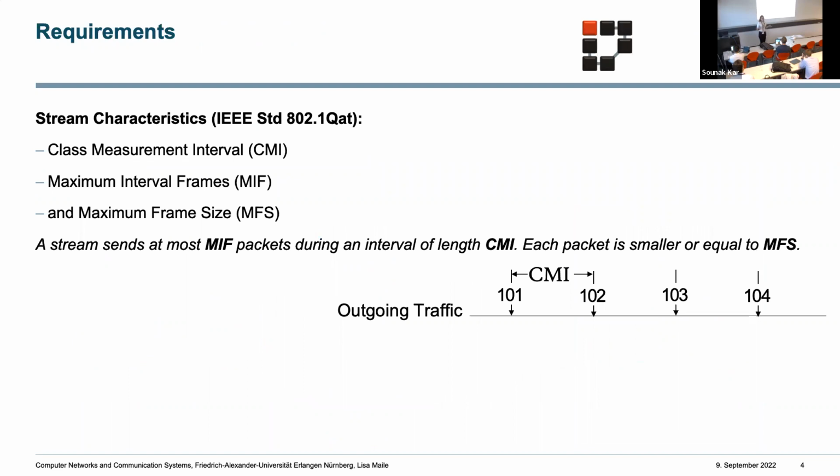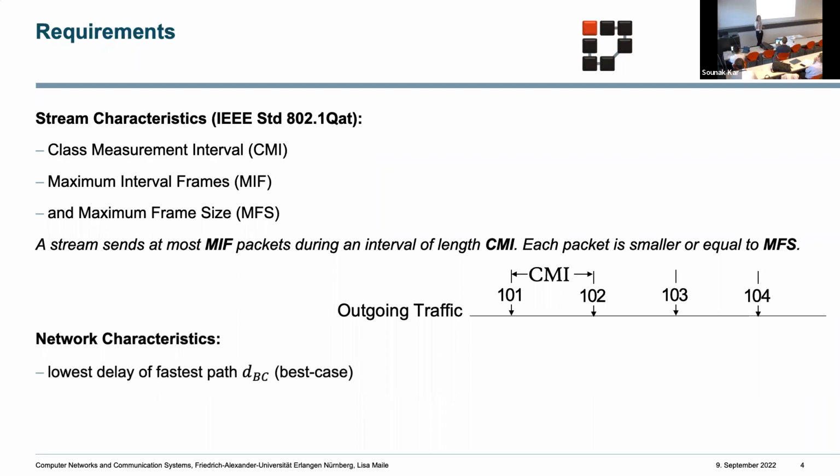First, to give you a short idea of how this is structured, in FRER we configure every flow that needs this reliability separately. The flows have special characteristics, which are listed here. In general, every stream sends at most MIF packets during an interval of length CMI, and in every interval the packets are smaller or equal to MFS. For periodic traffic, we can see here that sequence number 101 would be sent at this timestamp, and after the sending interval length, the next sequence numbers would occur. Everything else that we need to be on the safe side is the lowest delay of the fastest path and the highest delay of the slowest path.